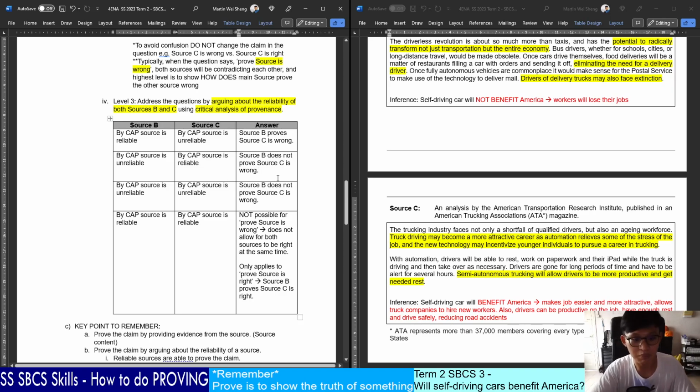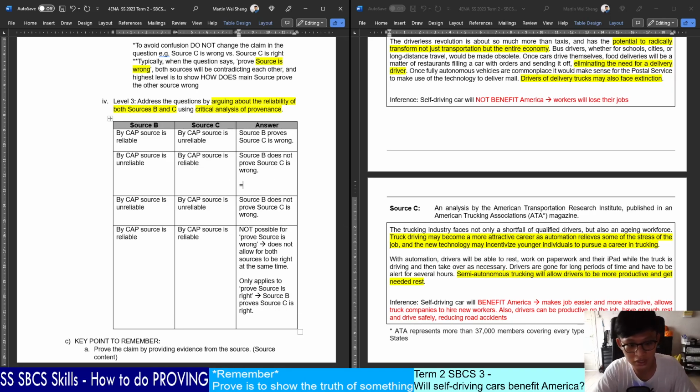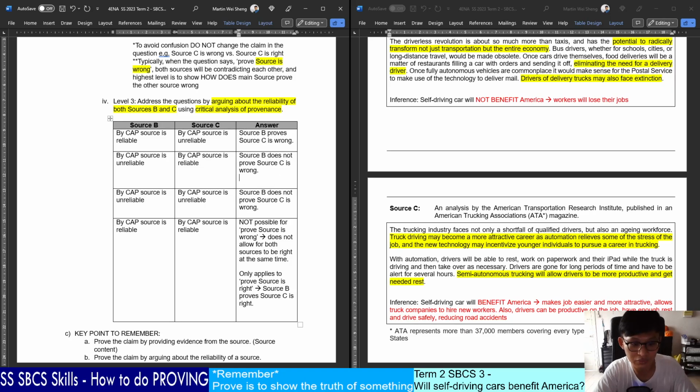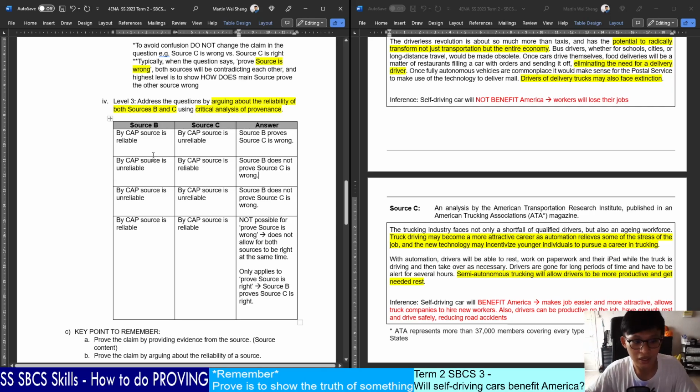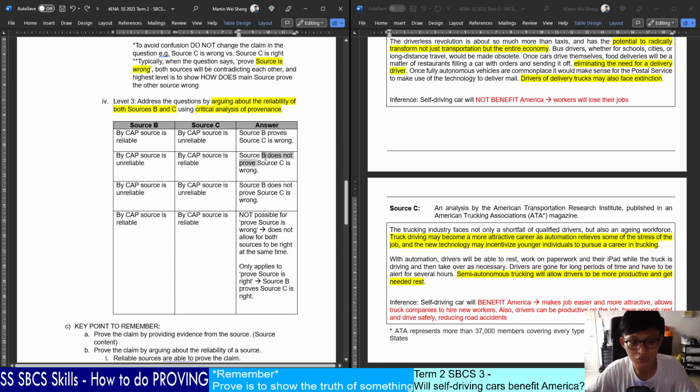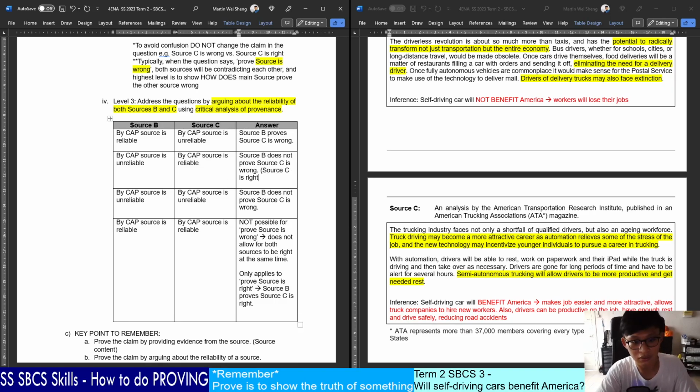Sorry, we don't talk about this, I don't want to confuse you. So when B is unreliable, B does not prove. So B does not prove C is wrong. In other words, C is right. So over here, source C is right.